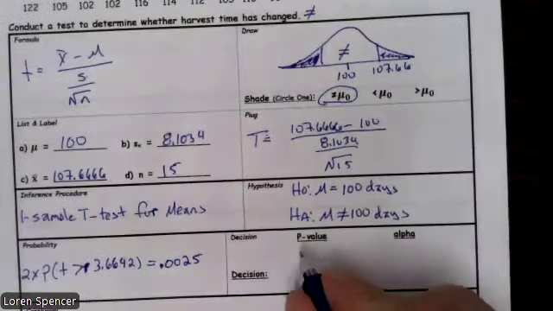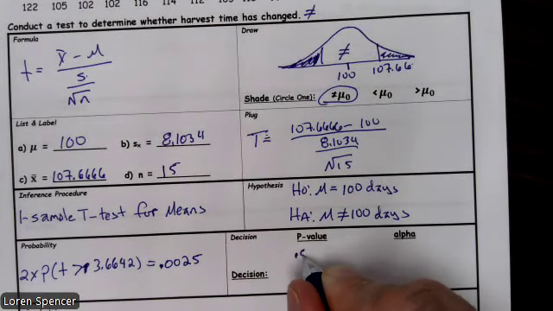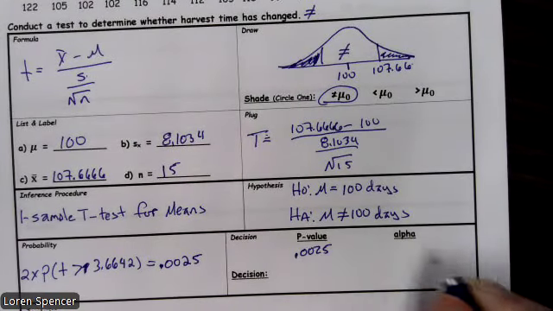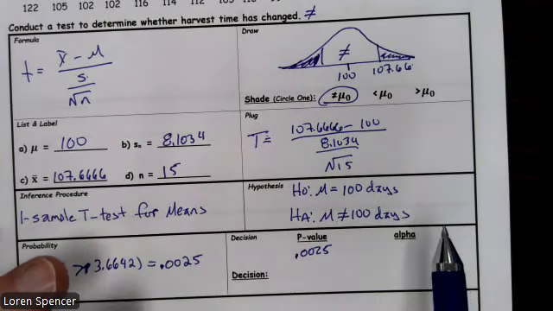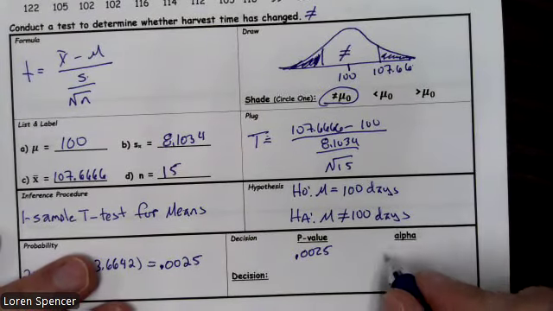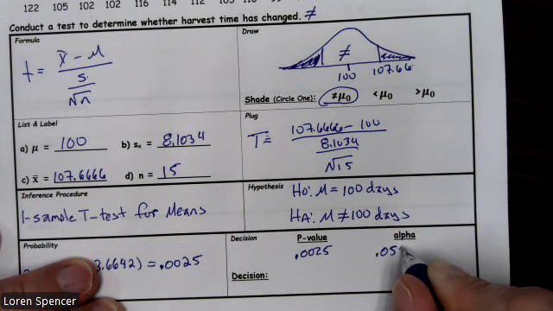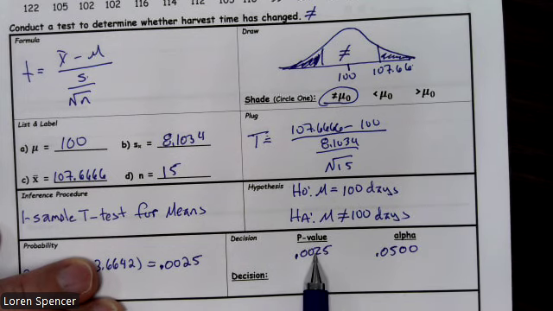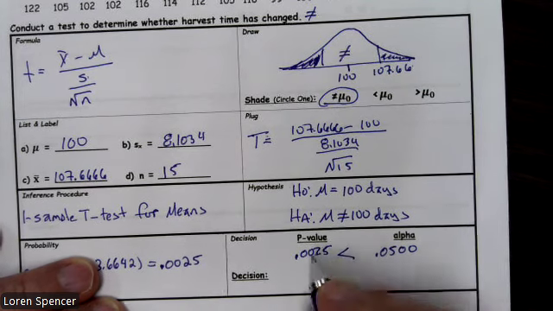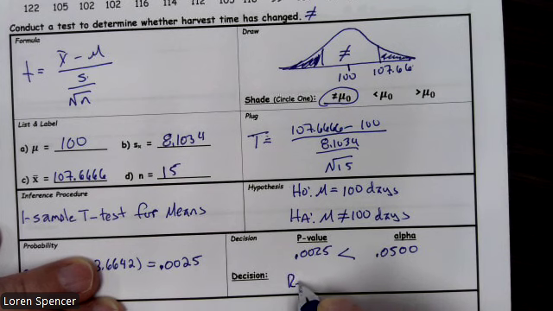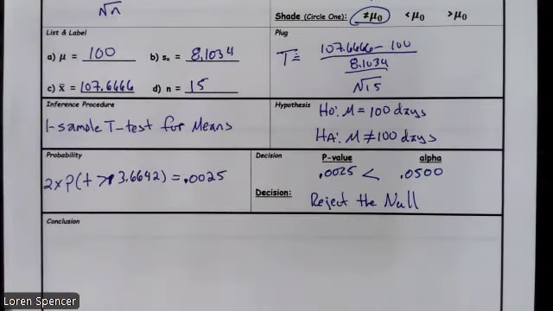All right, so here's my key: p-value 0.0025, four places. And they didn't give me an alpha level. If they don't give me an alpha level, the standard in AP statistics, and in most statistics classes, is 0.05. So 0.0025 is definitely less than 0.05. If your p-value is less, you reject the null. So we're going to reject H0 right there.